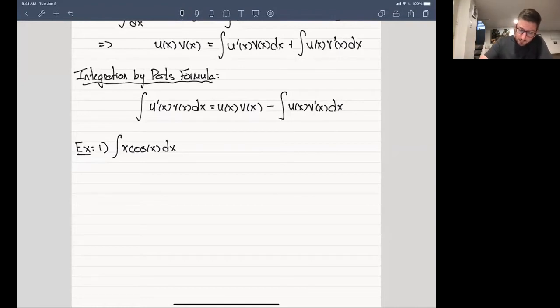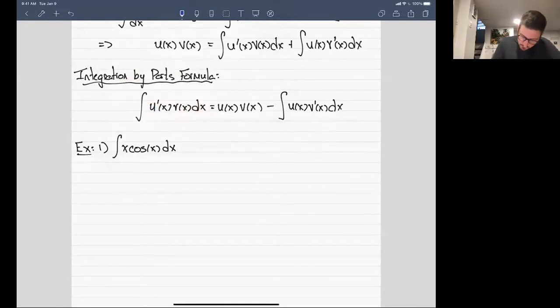I could identify which one of these could take the form of u and which one of these functions could take the form of v. Remember, I have two functions multiplied together in here, x and cos of x. And what I want to do is apply the integration by parts formula, and arrive at an indefinite integral that is easy for me to do. So let me show you how this is done.